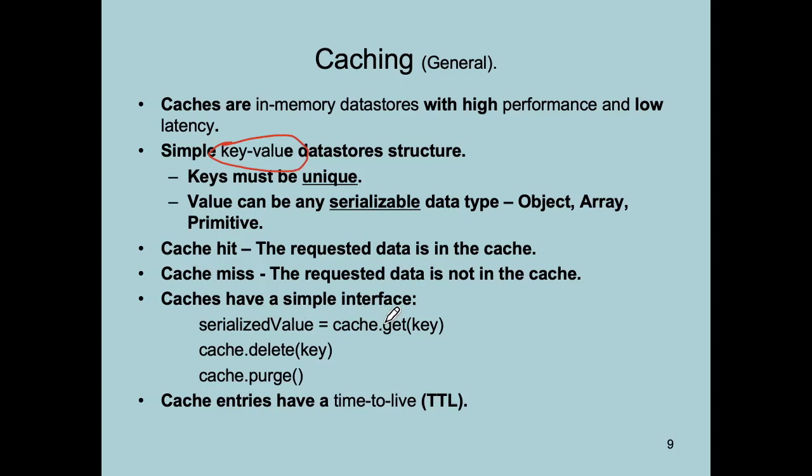Sometimes the client may actually want the cache to delete an entry from its data store, so you tend to have a delete operation. A purge operation is where the client can get the cache to purge all of its data, because caches could build up over time. And because they're in-memory data stores, we don't want them to grow too big, because then they become slightly unperformant.